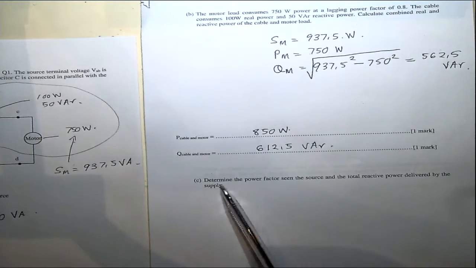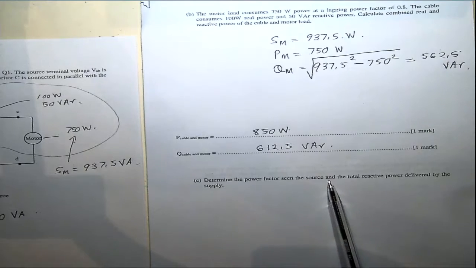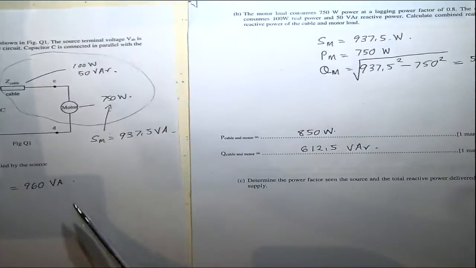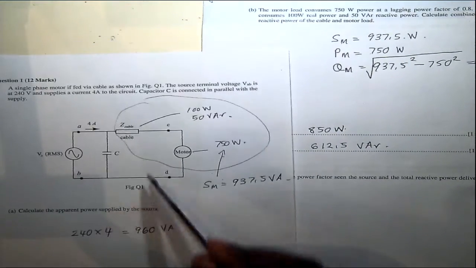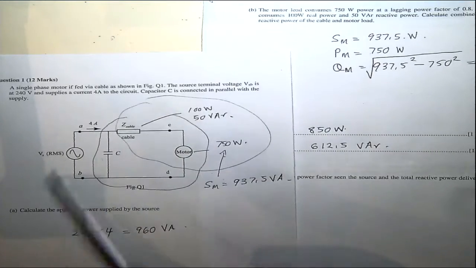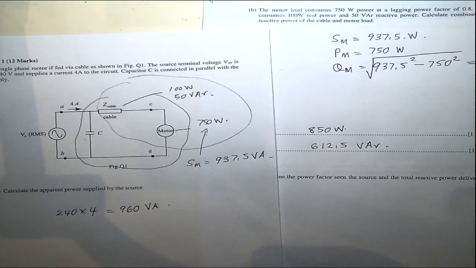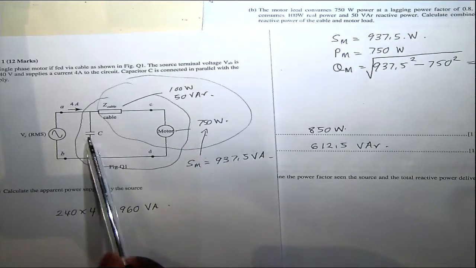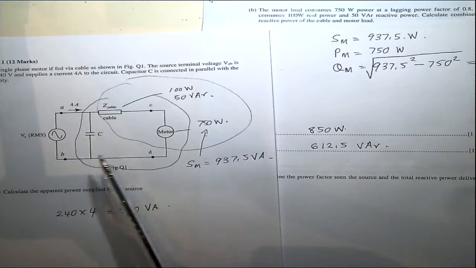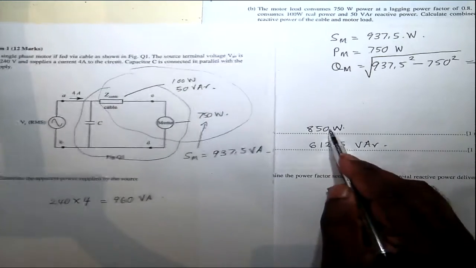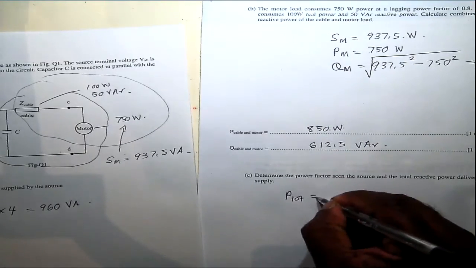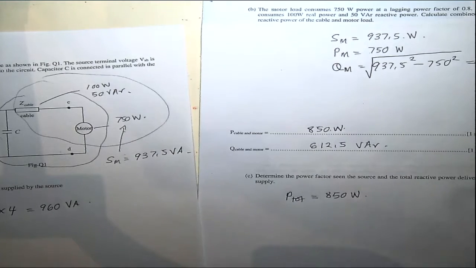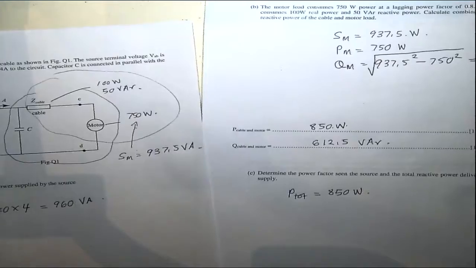So next part, determine the power factor seen by the source and the total reactive power delivered by the supply. So we calculated the reactive power quantity here, so that includes the total, including the capacitor. So if you consider the elements that consume real power, you have the cable copper losses and the motor real power 750. This doesn't have any real power consumption. So the total real power will be the same as this. So P total is 850 watt. The capacitor doesn't consume any real power.